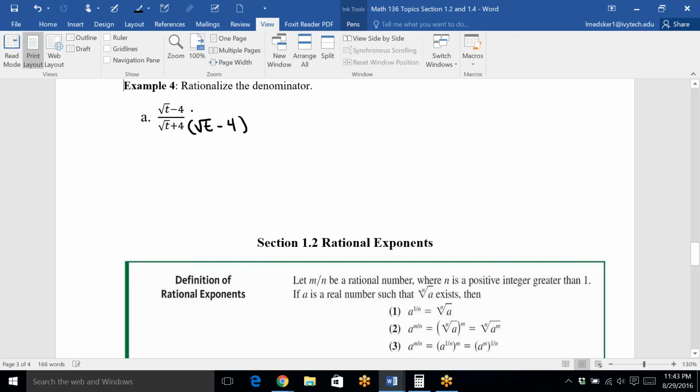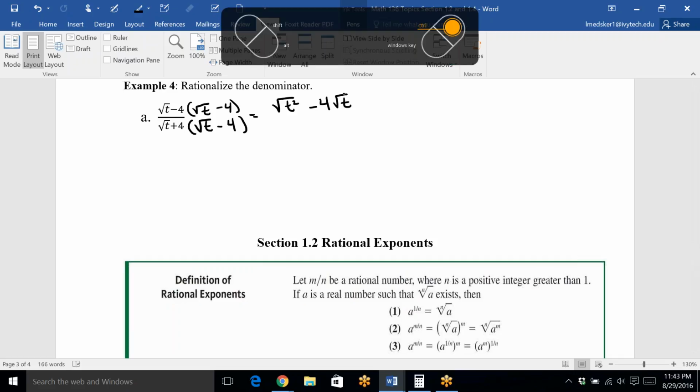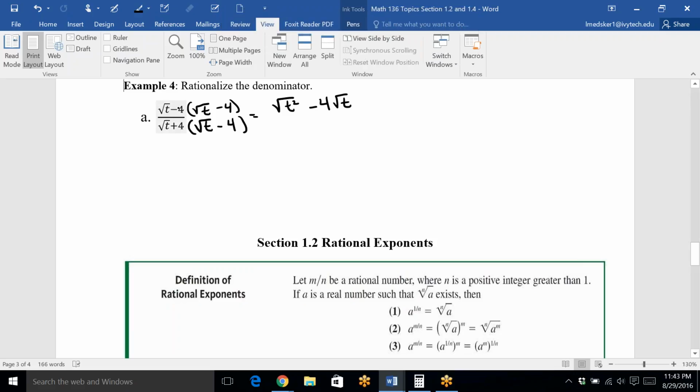Whatever I multiply on the bottom, I have to multiply on the top. So now here we're going to FOIL this out. So square root of t times square root of t would be square root of t squared. Square root of t times negative 4. Those don't go together because one's inside and one's outside. Then we would do negative 4 times square root of t. And then negative 4 times negative 4. So that completes my top. I'll worry about simplifying it in just a minute.